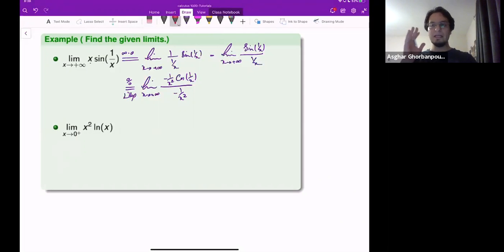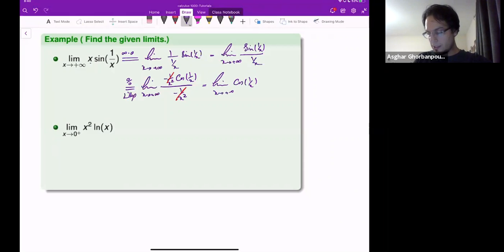But every time that you do one of these L'Hopital's rules, if there is a chance to simplify, simplify it first. Here I can cancel negative 1 over x squared in the numerator and the denominator. So this way, my limit turns simply to the limit of cosine 1 over x as x goes to plus infinity. Don't confuse this limit with the limit of cosine 1 over x as x goes to 0. The limit of cosine 1 over x as x goes to 0 does not exist, but the limit of cosine 1 over x as x goes to infinity is cosine of 0, which is just 1.